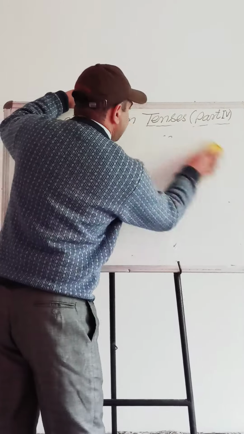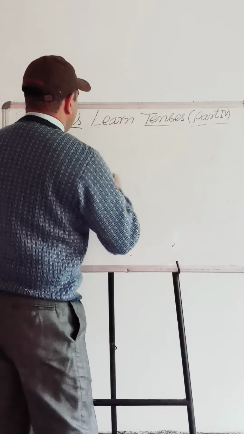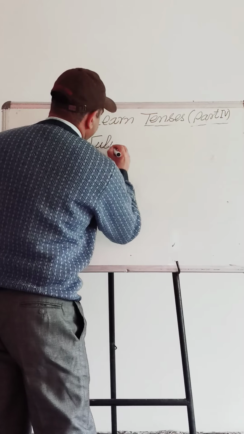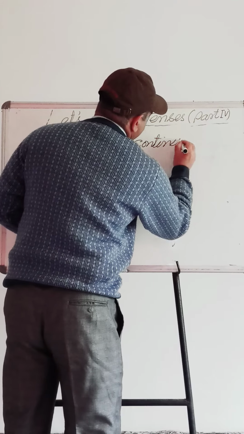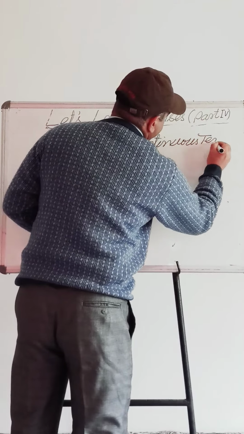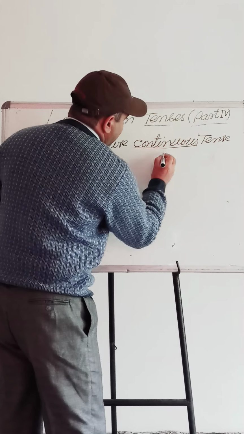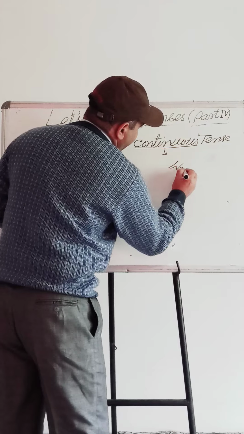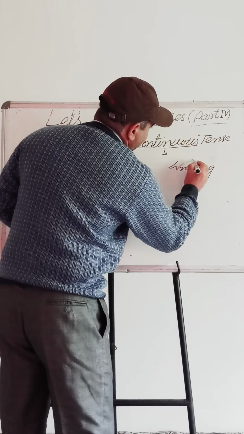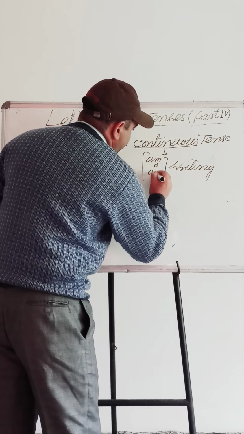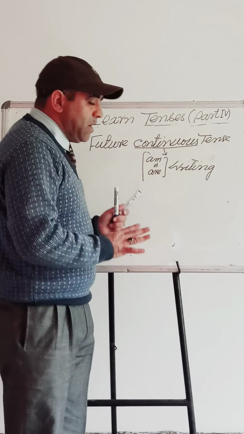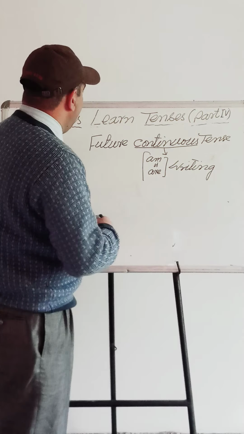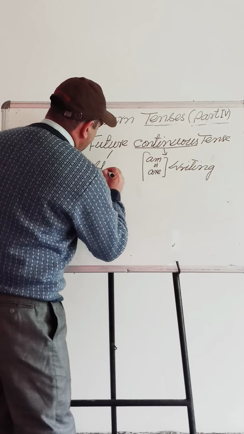Future continuous tense. Continuous tense we represent by the ing form of verb, and it is a dependent form, it needs supports. The supports are am, is, are. Was and were we cannot write since the tense is future. We have to omit all the supports which are in past. And future we represent by shall or will.